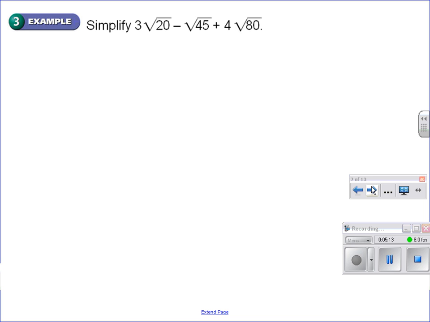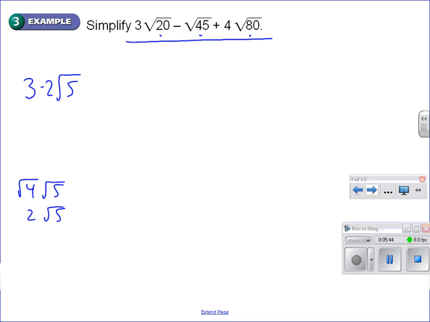So now, example 3. Again, these look like not like terms we just talked about. The only problem is the 20, the 45, and the 80, you guys all know that those are not fully simplified. So if I take this first one, and I know you did this in geometry, this 3 stays, and the square root of 20 breaks down into, just quickly, square root of 4, square root of 5, so 2 square root of 5, so 3 times 2 square root of 5. Same thing happening here. This breaks up into square root of 9, square root of 5. Square root of 9 is 3, so 3 square root of 5 here.